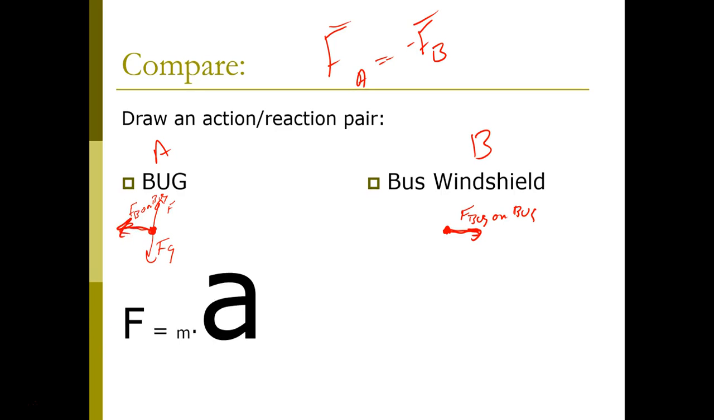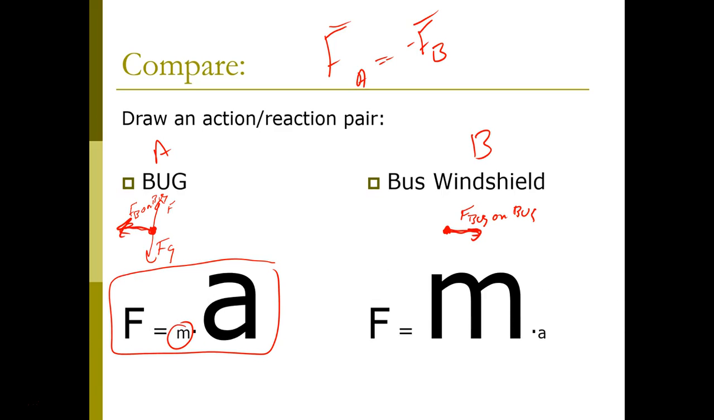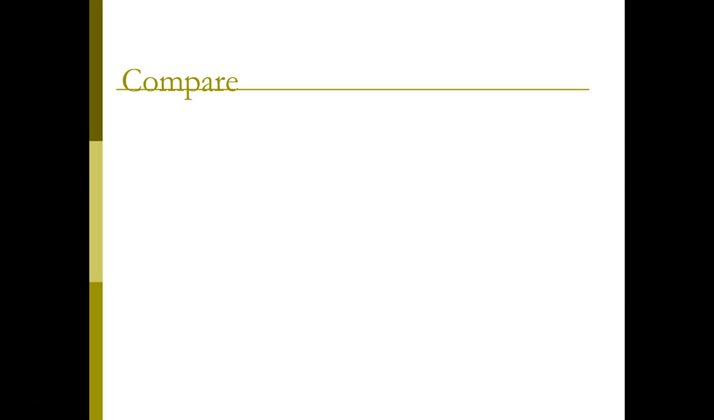So what's actually happening? Well, in the case of the bug, the mass of our bug is incredibly tiny. And because of that, it has a massive acceleration, or in this case, a deceleration. It slows down almost instantly. On the other hand, the mass of the bus windshield and the bus itself is huge. And because of that, it's going to experience a very small acceleration, because we know that our force here has to be equal to our force here. Pretty cool, right? Because the mass of the bus is so big, it's going to experience a small acceleration.